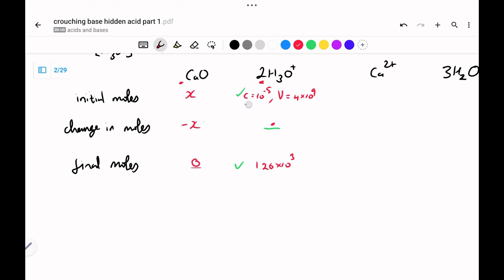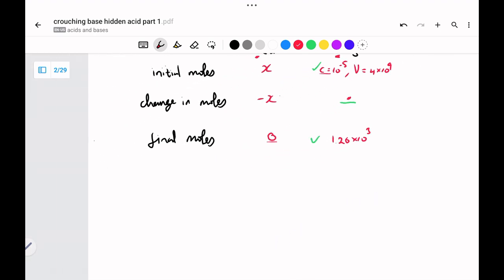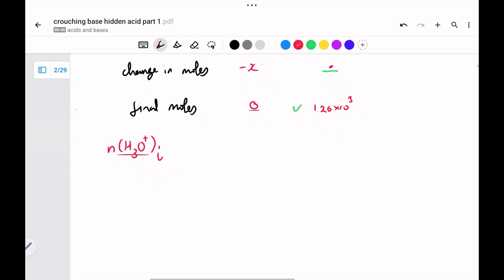Okay, so clearly we need to start here. So let's write that. We need the moles of hydronium ions, initial. That's what we're going to get now. We're going to use the formula C equals N over V to find the moles. C is 1 times 10 to the minus 5. V is 4 billion liters. So N is this number.